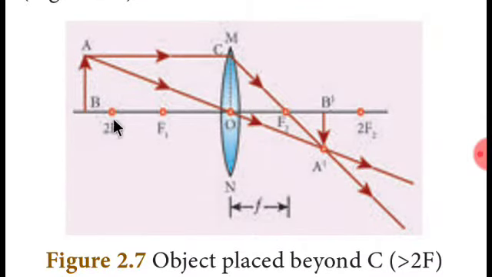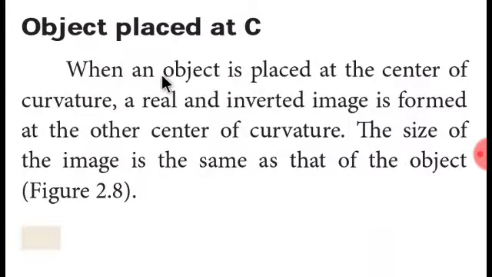Fine. This is just the ray diagram, 2F1. It's just a bit back, ahead of C. So when the object is there, the image is formed between focus and center of curvature. That's all. Then, object placed at center of curvature. When an object is placed at the center of curvature, you know what the center of curvature is? 2 into focal length is the center of curvature, right?